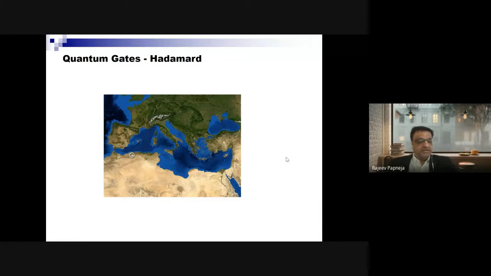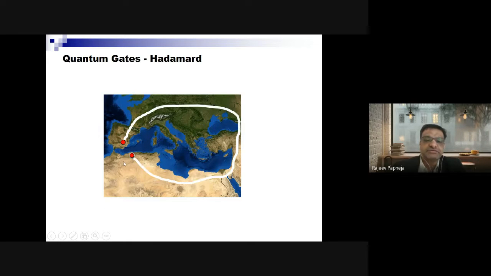Now, to understand, let's take an analogy. What does Hadamard do? Let's go 1,000 years back when there were no boats or ships, and we had to go from this position to this position. Let's say somewhere from North Africa to Spain, for example. How would one go about it? Because there was no boat here, there were no ships, they couldn't swim. So how would one person go from here to there? They would basically use this route, go from land all the way here.